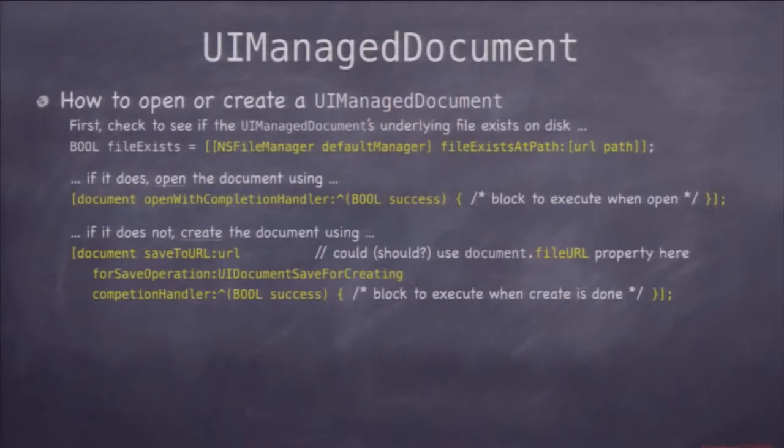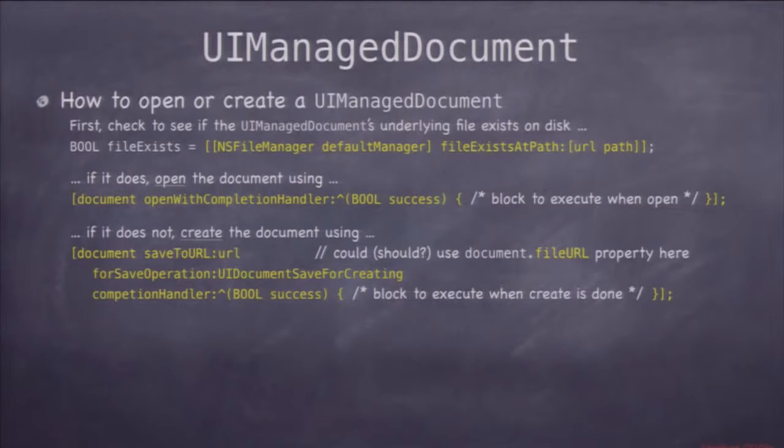So to find out whether it exists on disk, we have to do this file manager thing. fileExistsAtPath. So you have the URL to it. You say NSFileManager defaultManager. That's like a shared file manager. fileExistsAtPath returns a Boolean whether the file already exists. If it does exist, in other words, if the file exists, then we're going to open it. And the way we're going to open it is with the UIManagedDocument method openWithCompletionHandler.